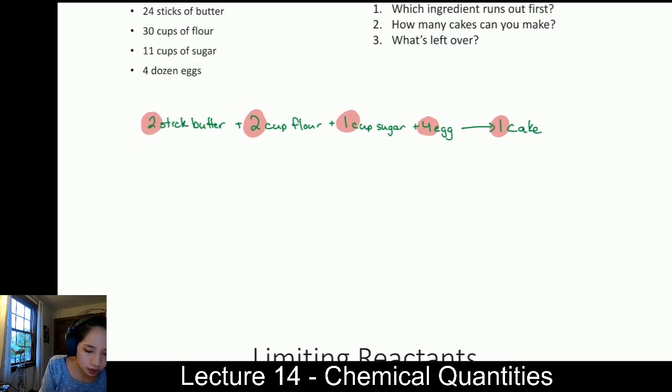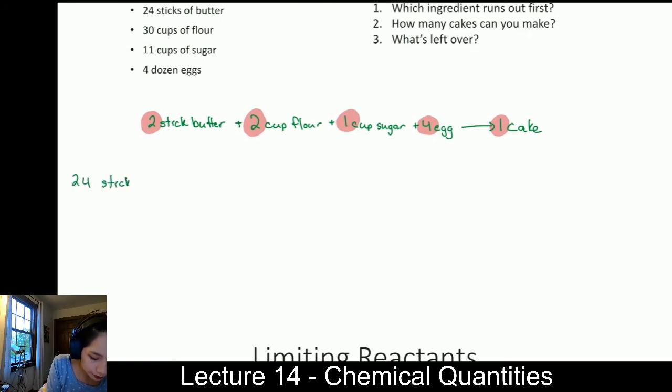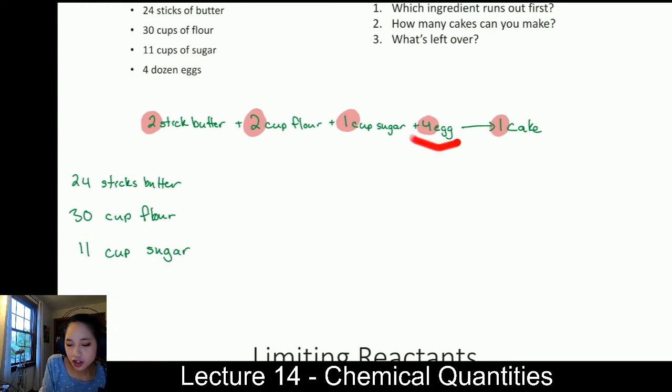So our kitchen is stocked with 24 sticks of butter, 30 cups of flour, 11 cups of sugar, and 4 dozen eggs. So note how in the reaction it just says it needs 4 eggs. So I'm going to quickly convert 4 dozen eggs to single eggs. So that's 48 eggs. So 48 eggs.